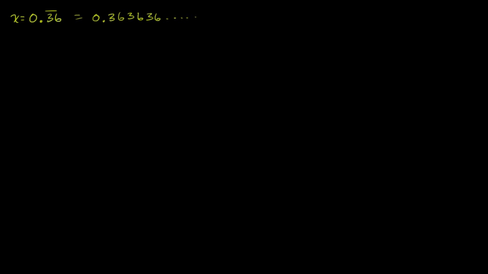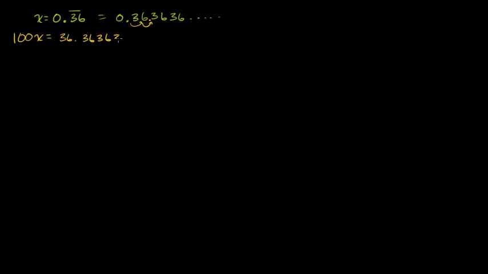To shift it 2 to the right, we have to multiply by 100, or 10 to the second power. So 100x is going to be equal to what? We're shifting this 2 to the right: 1, 2. The decimal is going to be there now, so it's 36.363636, on and on and on forever. And then let me rewrite x over here. We're going to subtract that from the 100x. x is equal to 0.363636, repeating on and on forever.